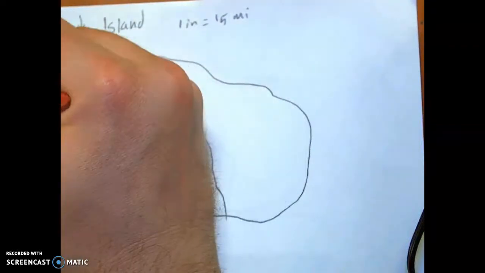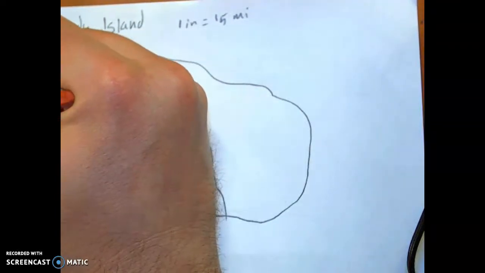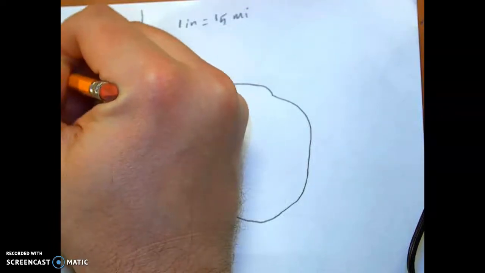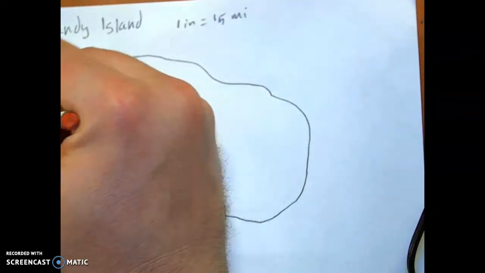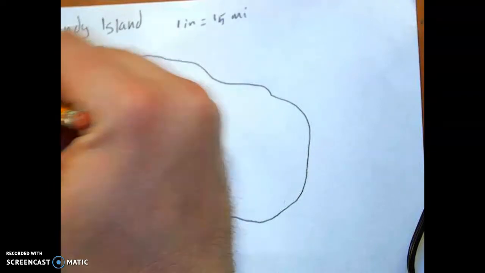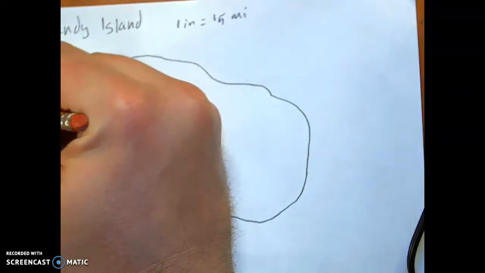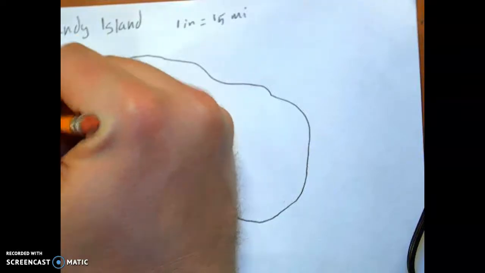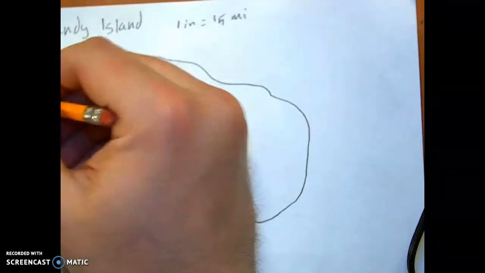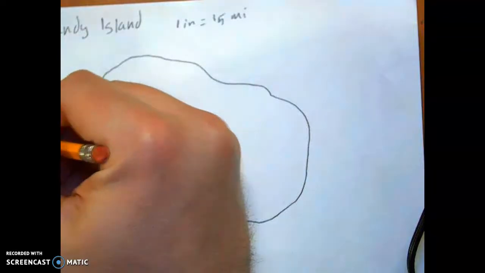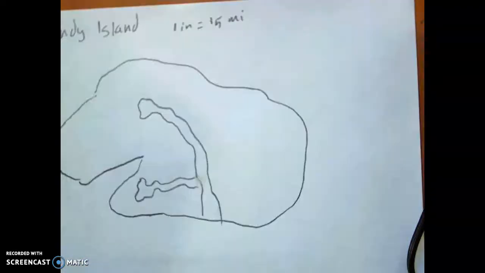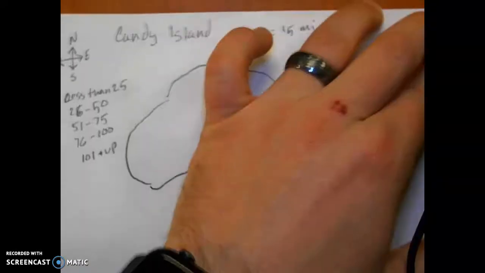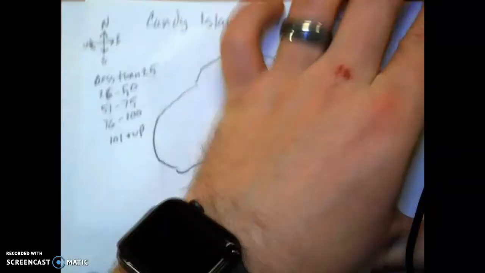So I'm going to do less than 25, and that's people per square mile. I'm going to do 26 to 50, 51 to 75, 76 to 100, and then 101 and up. And again, that is people per square mile. Feel free to use my key on the board as well. It's the same as this. Let me just adjust that there.